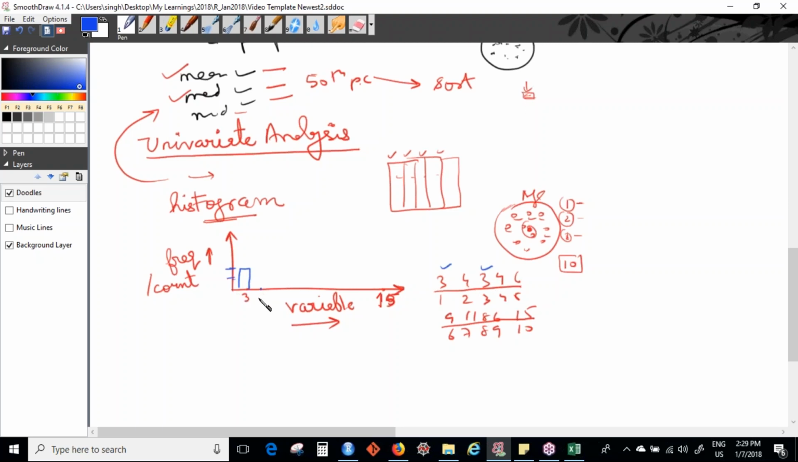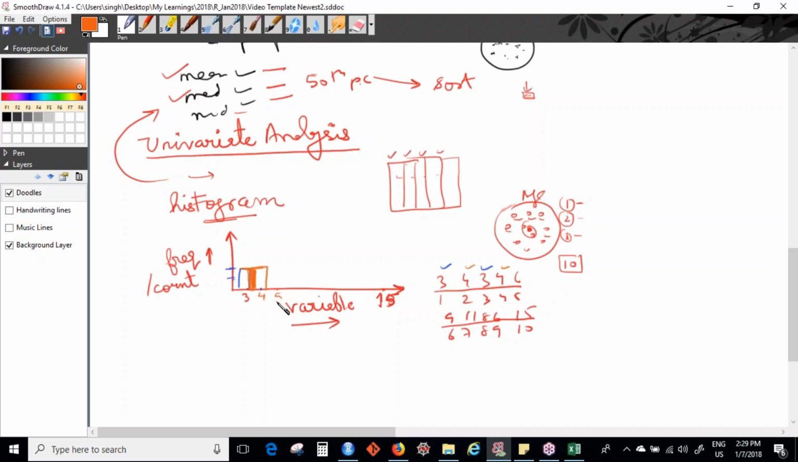Next I will go to 4. So 4, how many? 1, 2. Again 2. So the height here also will be 2. It will match with this basically. They both will be of the same height, and the breadth also will be the same. Okay, my diagram is not perfect, but the breadth will be the same.